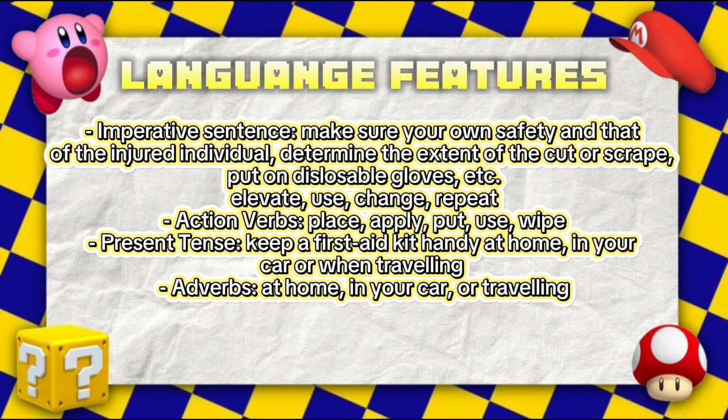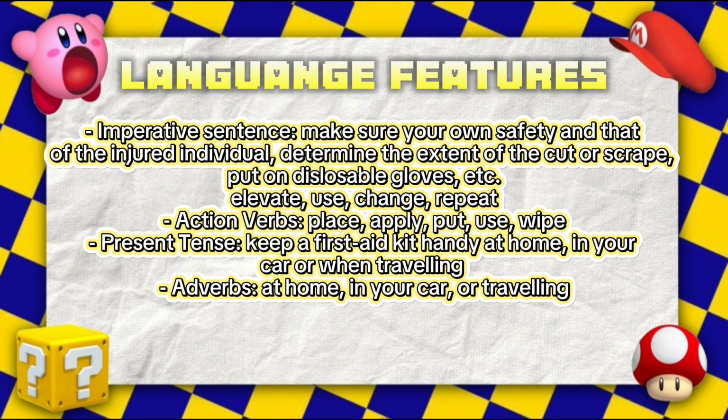And then, the second language feature of procedure text tips is action verbs. For example, place, apply, put, use, and wipe. Action verbs are actions that show an activity, process, or ownership. Action verbs refer to an action, either physical or mental, performed by the subject, such as a person, animal, or thing, in a sentence.